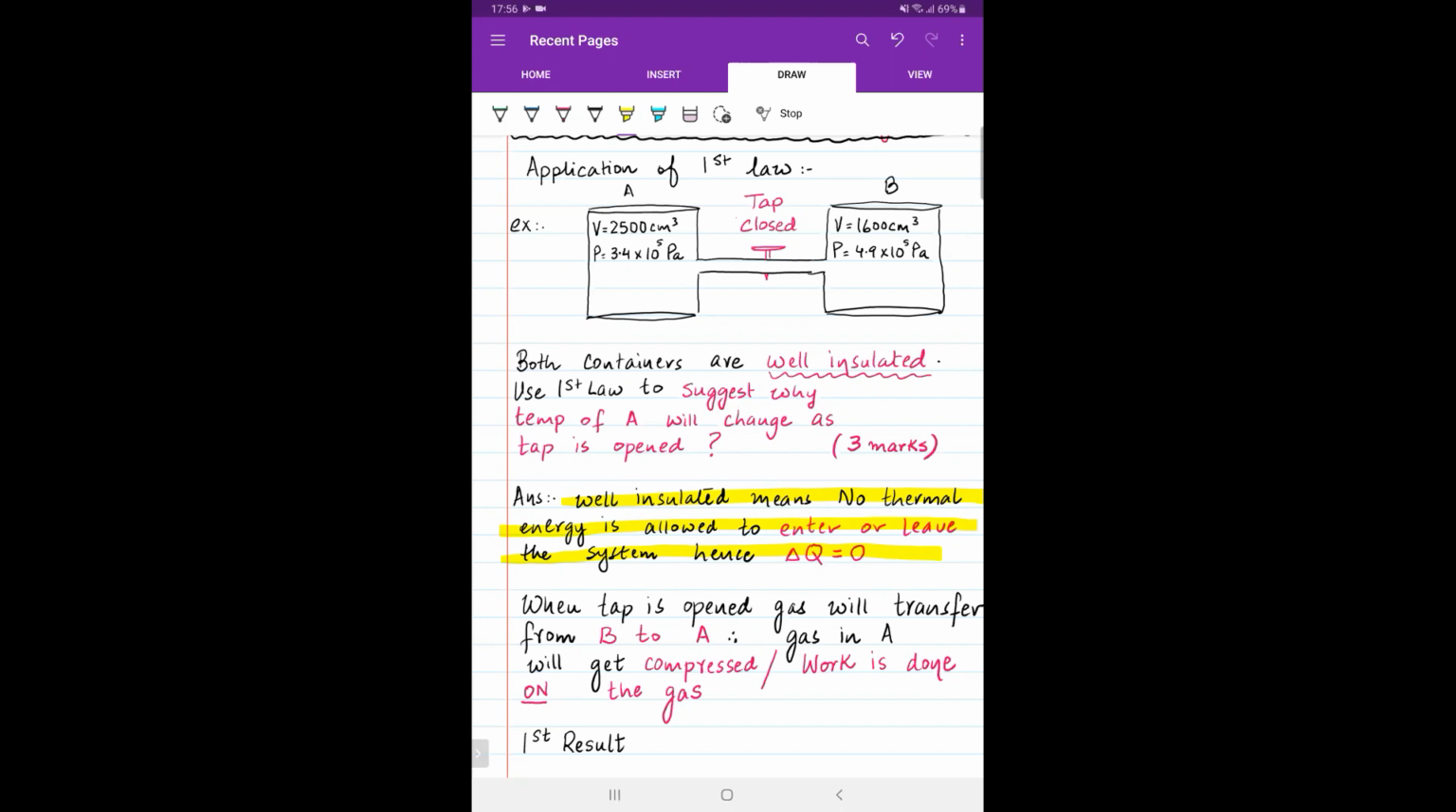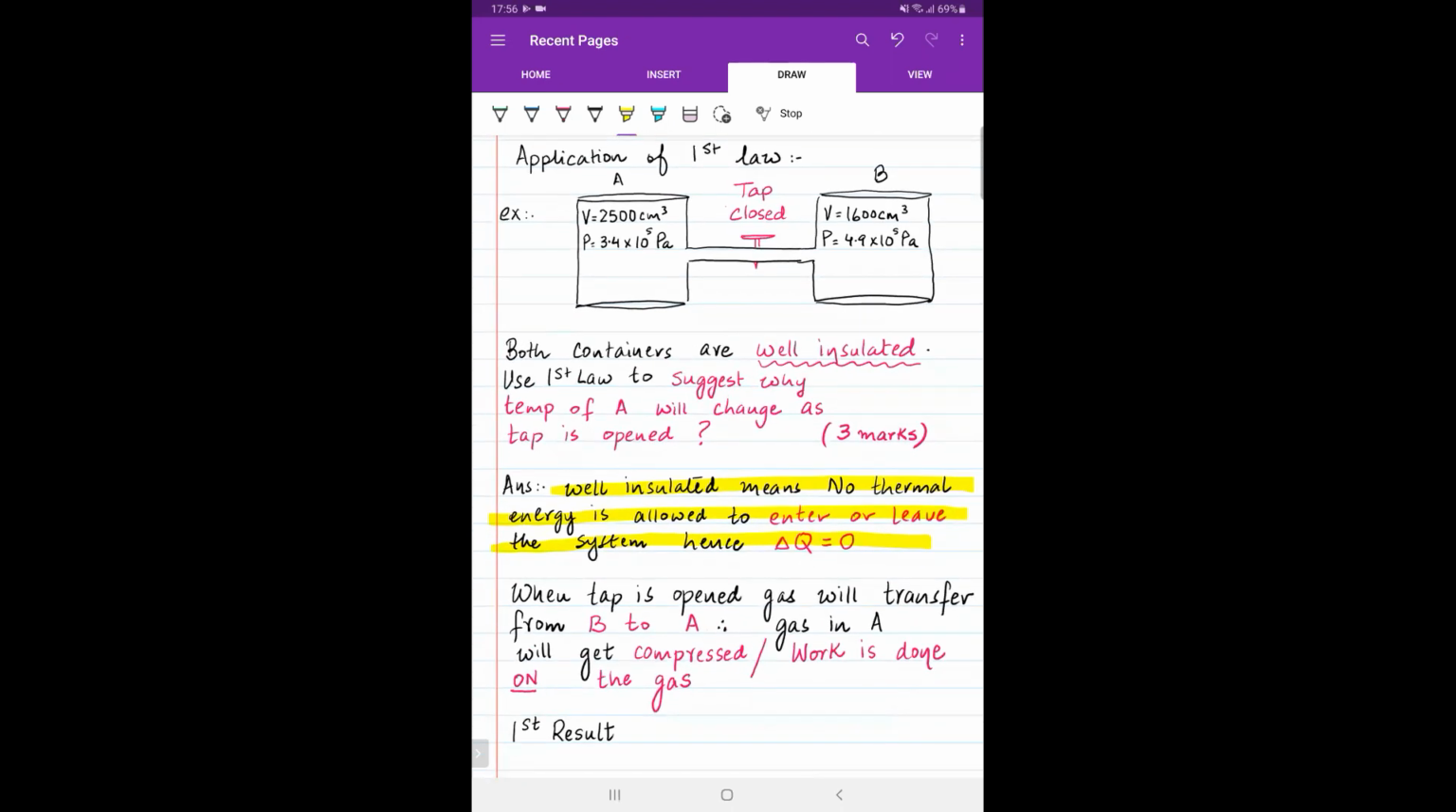Now the second statement. When the tap is opened, gas will transfer from B to A. Why from B to A? Look carefully at the values. Check the pressure of B and check the pressure of A. You'd expect the gas to transfer from B to A because gas always travels from a region of high pressure towards a region of low pressure.